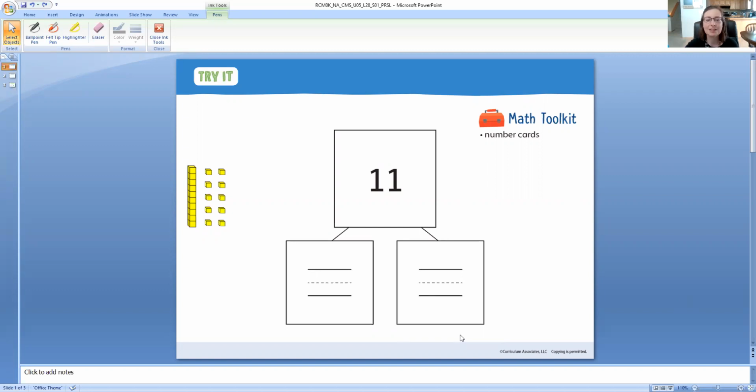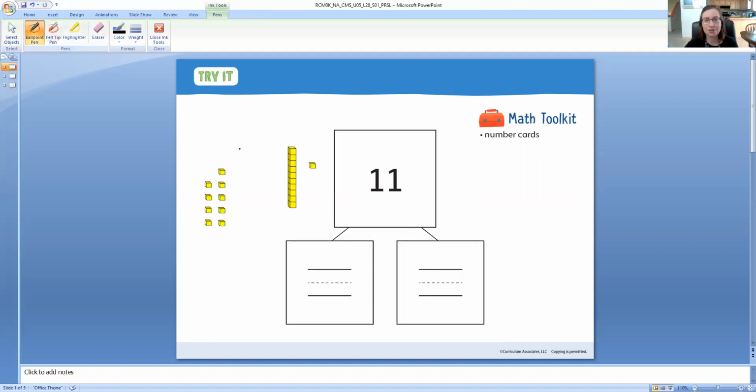So remember, when we are building our teen numbers, it is 10 and some more. All of our teen numbers start with 1, which is our 1 group of 10. And then the second number tells us how many more. So when we're doing 11, it's 10 and 1 more. So let's build 11 real fast. We have 10 and 1 more. That is 11 because we see the 1 goes with the group of 10, and the second one goes with the 1 more.